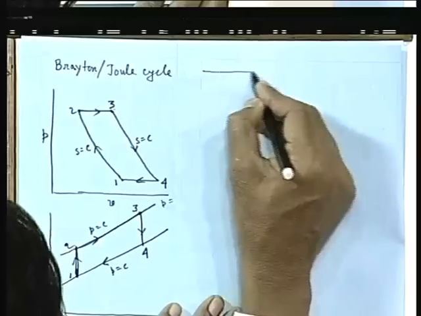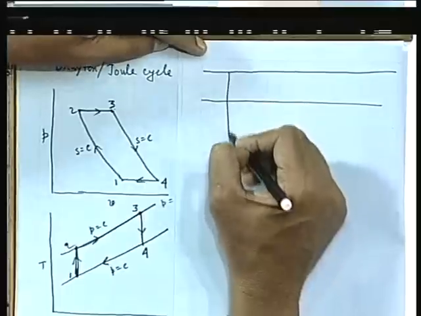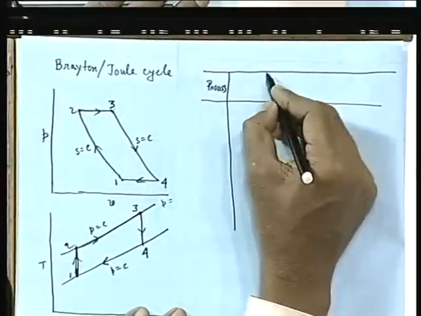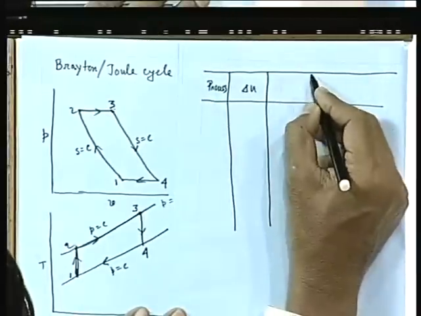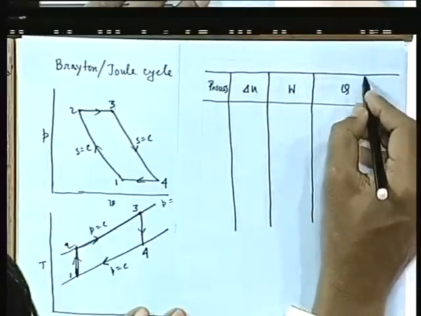Well, let me do it like this. Now let us see how we can do it in a similar way if we draw a table like this. This is the process, then this is delta U, the way we did for earlier cases. This is W and this is Q, all right.